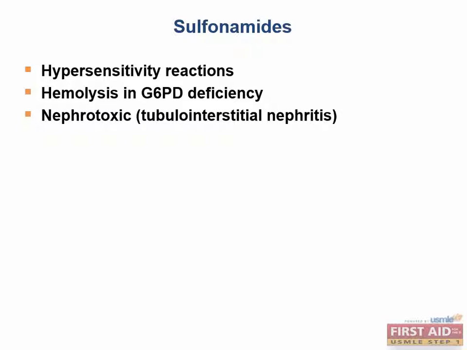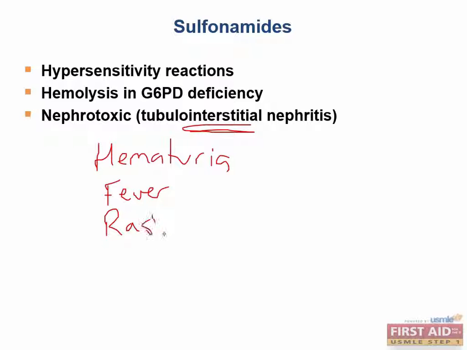Sulfonamides are also a cause of tubulointerstitial nephritis. Now, do you remember what that is? Well, tubulointerstitial nephritis is actually a hypersensitivity reaction caused by sulfonamides and other drugs that leads to acute inflammation of the renal interstitium. It is associated with hematuria, fever, and rash. It also can cause and be manifested as costovertebral angle tenderness.